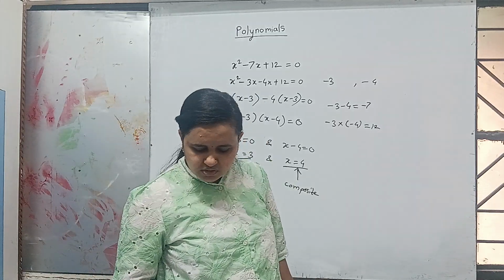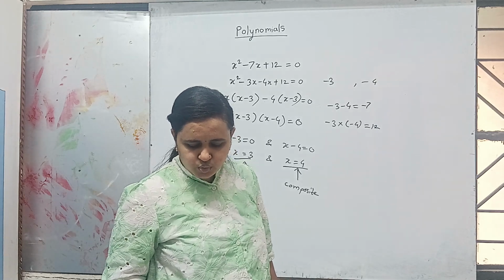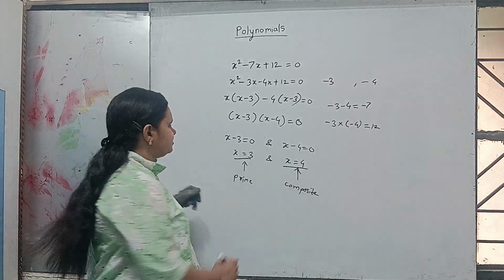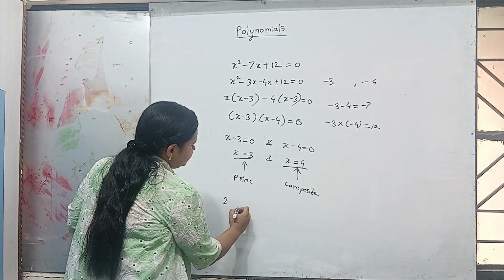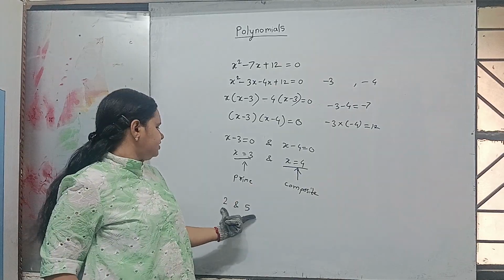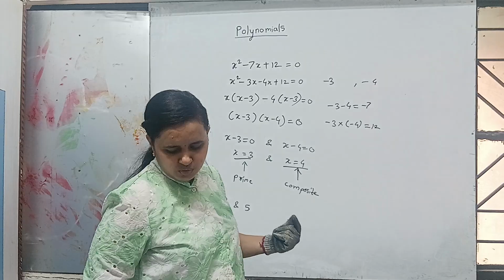Third option, 2 consecutive natural numbers between 2 and 5. They are consecutive, they are coming one after another. They are consecutive natural numbers between 2 and 5. 3 and 4 are between 2 and 5. So the third option will be correct also.